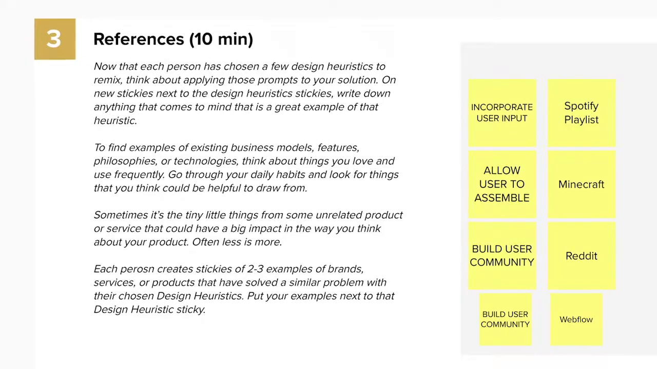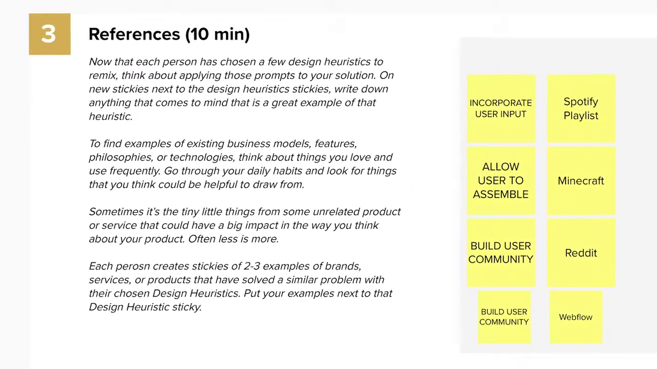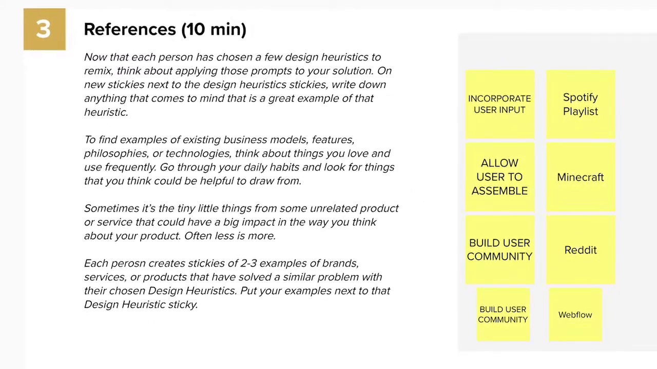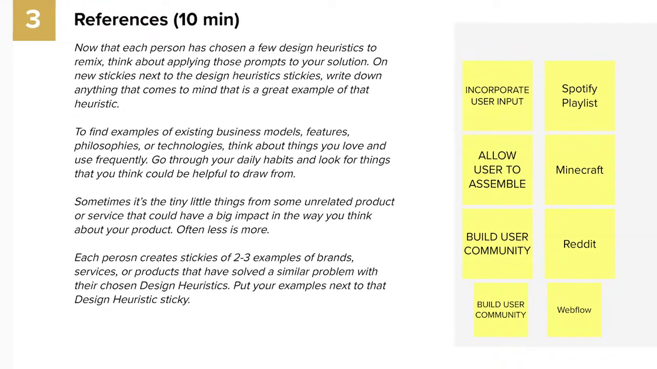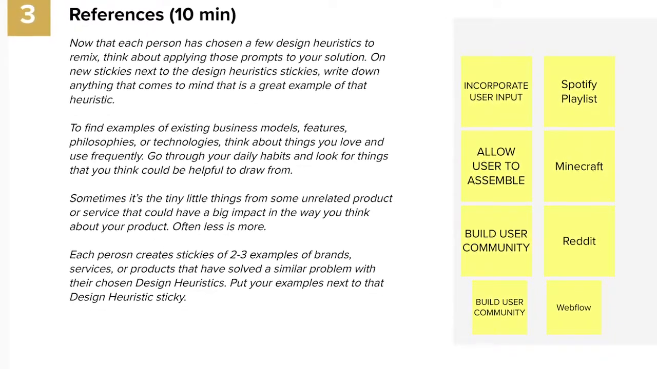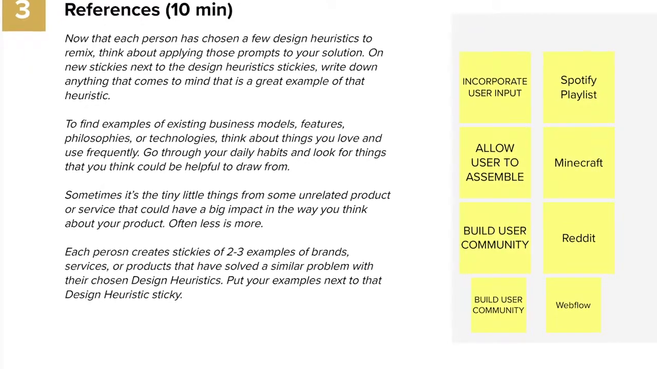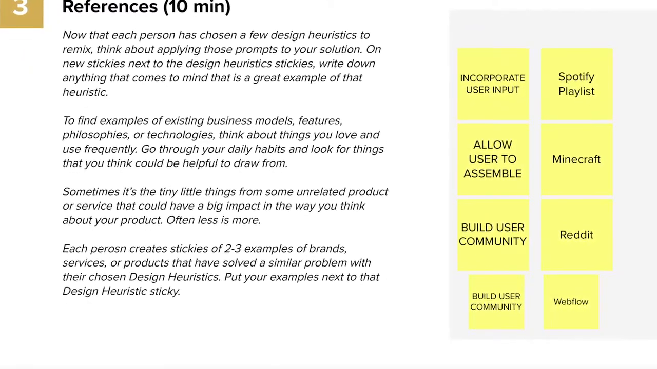So step 2 is really referential. Each person creates 2 stickies for their design heuristics, and you need to give some time for them to do that. 5 to 10 minutes works. Then you go into finding references for those design heuristics. For example, in step 2, I was really inspired by the design heuristic, incorporate user input. And I would create a sticky in step 3 for a Spotify playlist, which is an example of incorporating user input, because you build your own playlist and you can contribute towards a playlist. So that's an example here.